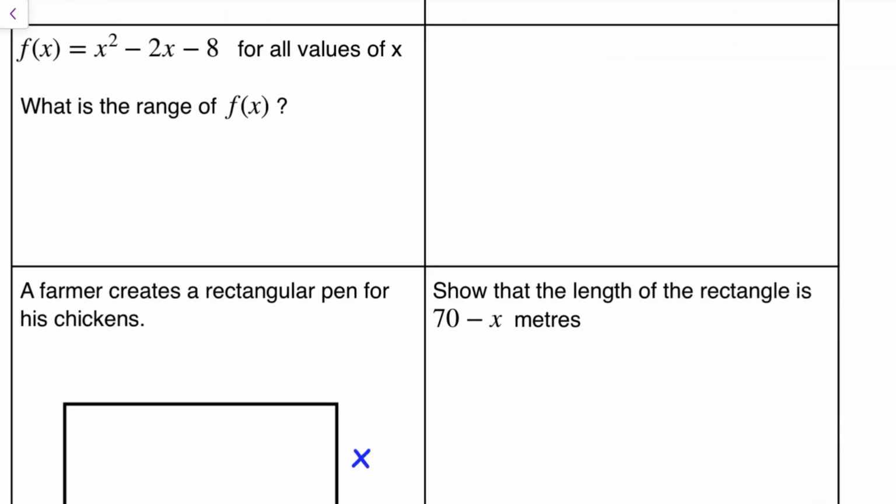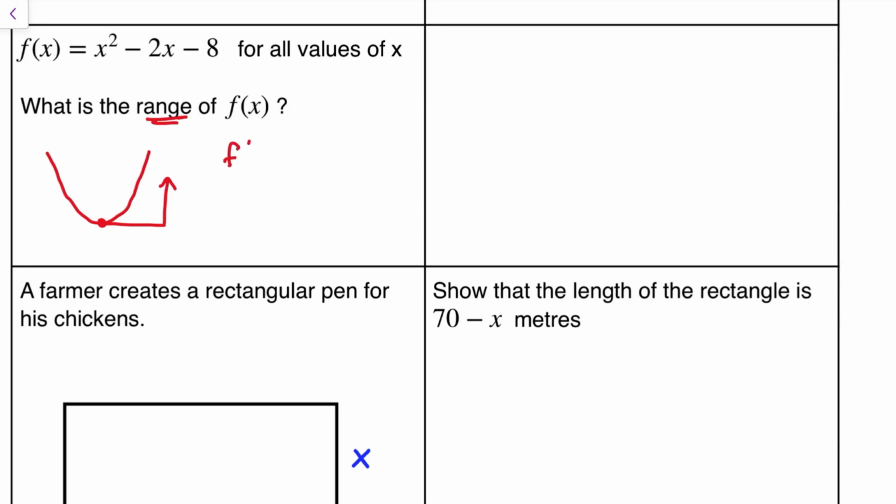Okay, so the next question says f of x equals something. For all values of x, what is the range? So the range is the output. If we think about what this looks like, this is a quadratic which is upward sloping. So in other words, it must be the case that y exists for all values that are greater than the y value of the vertex. So if I knew what the vertex was, I would know that y is greater than all those values.